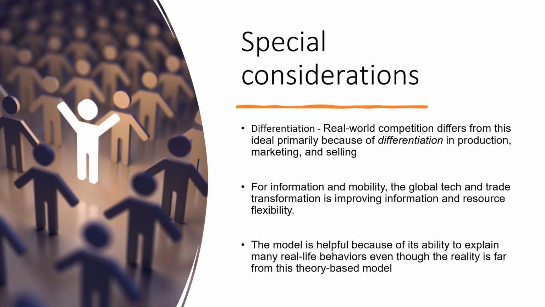And the first two criteria, homogeneous products and price takers, are far from realistic. But for the second two criteria, information and mobility, the global tech and trade transformation is improving information and resource flexibility. And while the reality is far from this theoretical model, the model is still helpful because of its ability to explain many real life behaviors.